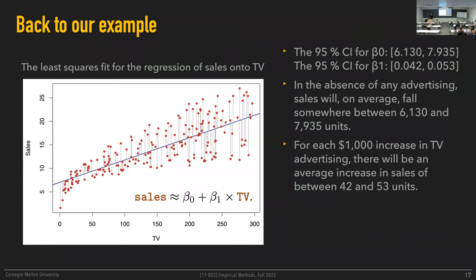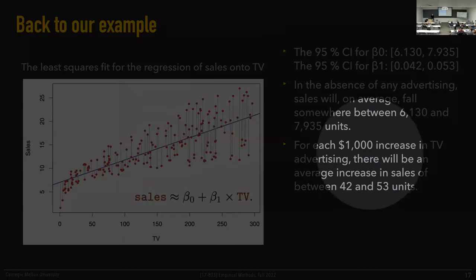Okay. So the way you interpret these is the following. In the absence of any advertising, for x equals zero, on average, sales will fall somewhere between 6.1 and 7.9 units of whatever this is. And then for every unit increase in TV advertising, for every unit increase in your X variable, there will be an average increase in your outcome sales between say 42 and 53 units.